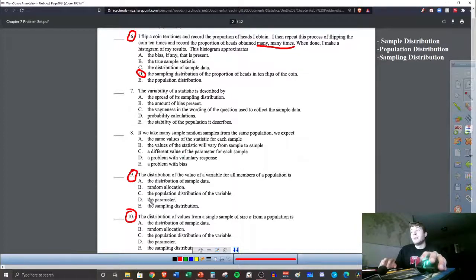Let's look at number 9: the distribution of values for all members of a population. So this is all members of a population. Well, that is going to be the population distribution of the variable. This is C. If I have all the data, then I'm going to know what that distribution looks like. That wasn't the case with the pennies, where we found average age, because we don't know the population distribution of that. It's almost impossible to obtain all that data. I mean, there are just too many pennies.